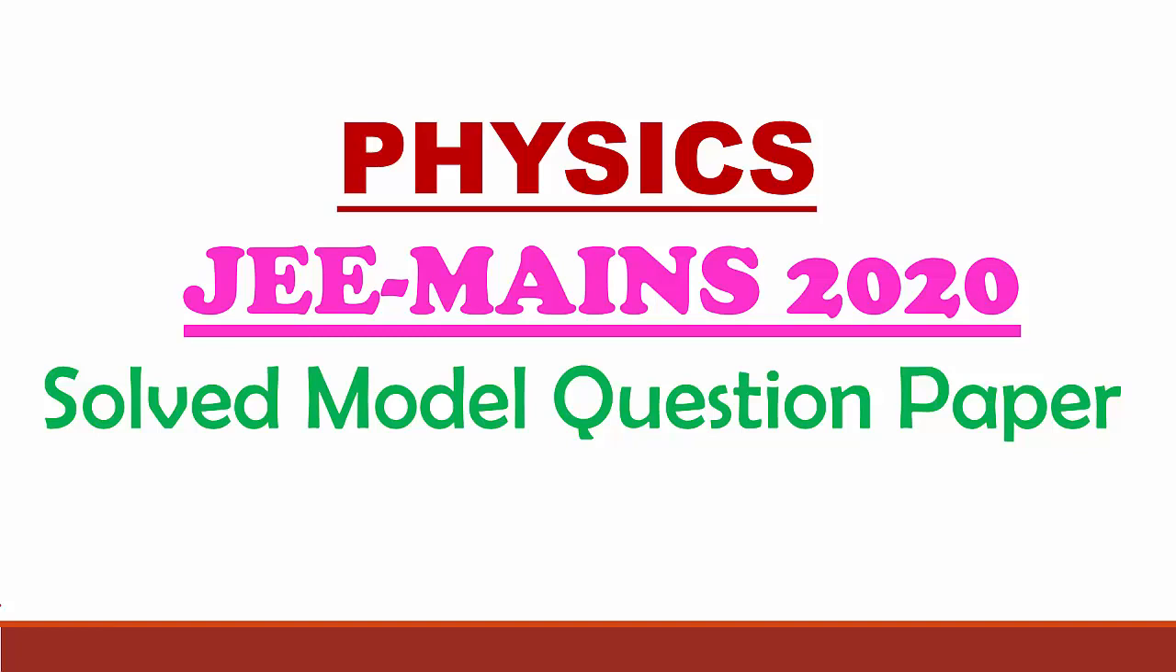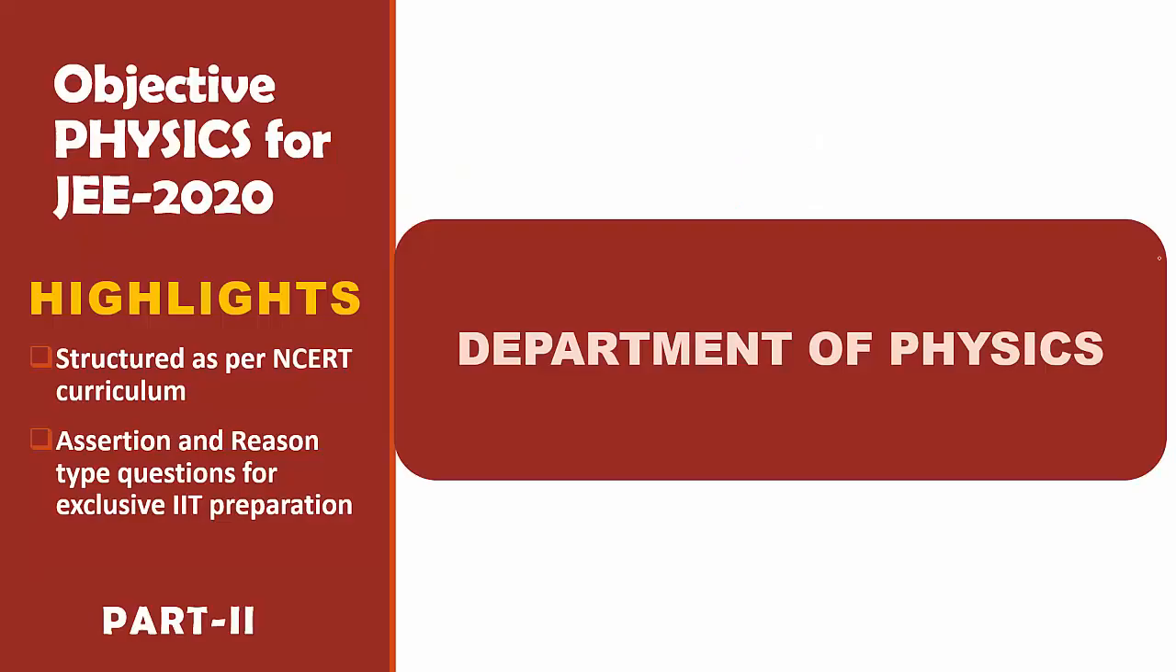The first 20 questions are objective type questions based on the NCERT syllabus, and the last 5 questions, 21 to 25, are completely numerical type questions. So totally there are 25 questions. We already studied one model question paper in the previous video lecture. So this is the second model question paper I am going to solve in today's session.